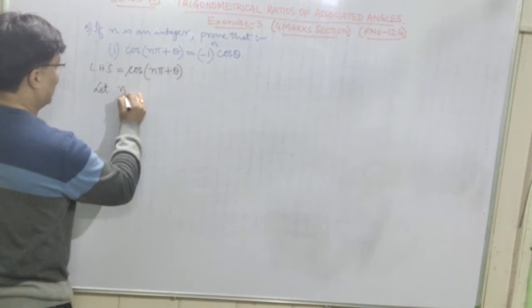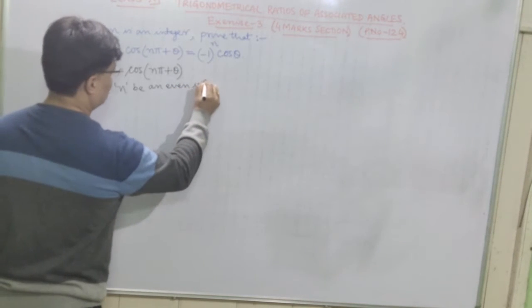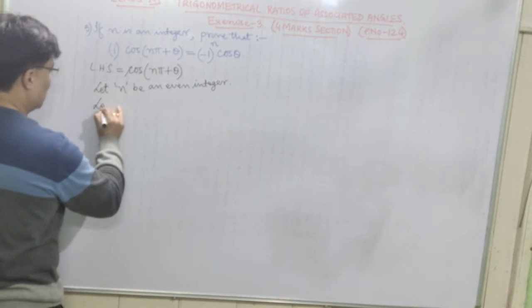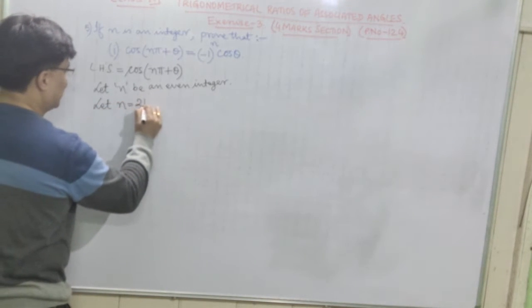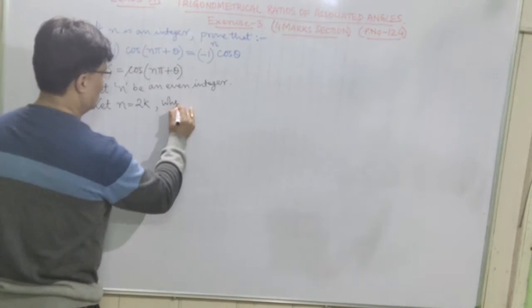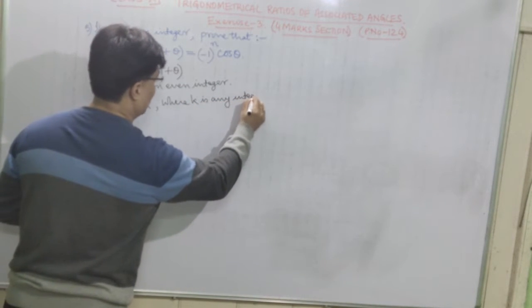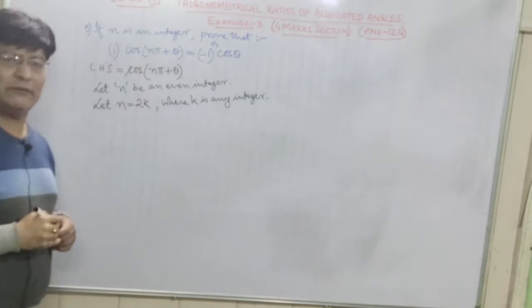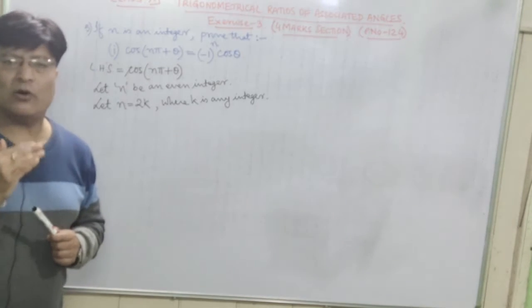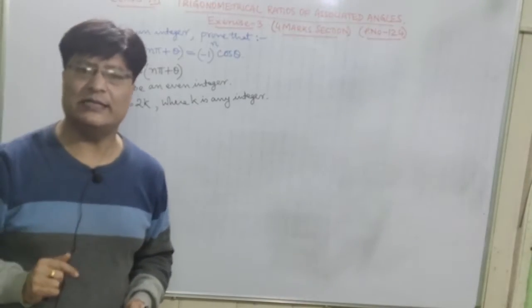So let us assume that n is an even integer. Let n be an even integer. So let us assume n is equal to 2k. So what is k here? k is any integer. So any integer means it may be an even integer, it may be an odd integer. If that even integer or odd integer is multiplied by 2, that will always be an even integer.